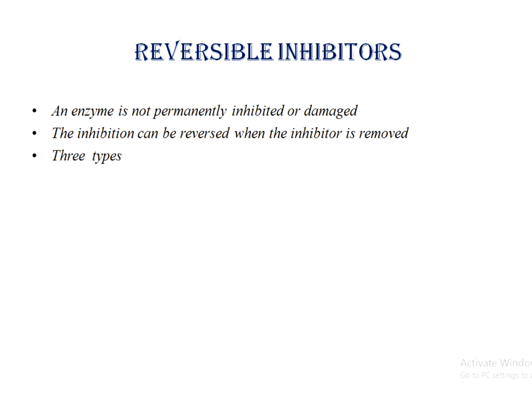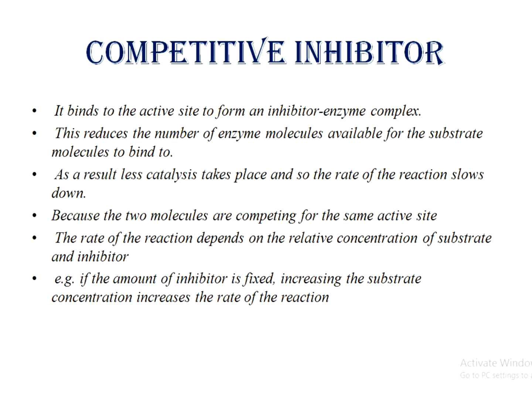So first one, that is reversible inhibitors. Reversible inhibitors bind to the enzyme through non-covalent bonds. Here the enzyme is not permanently inhibited or damaged. The inhibition can be reversed when the inhibitor is removed. So there are three types: competitive, non-competitive and uncompetitive.